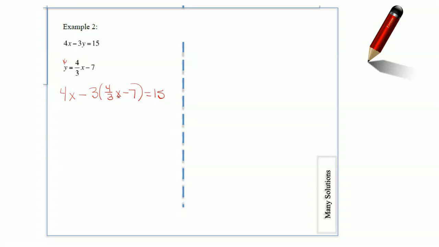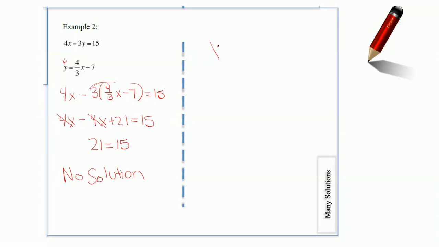Because notice I just have x's now. So let's multiply that 3 in. So 4x minus 3 times 4 thirds. That's minus 4. Negative 3 times negative 1 is a positive 21. 4x minus 4x, it's gone. That's 0x, right? So 21 equals 15. Why does 21 equal 15? That's not the case, right? 21 can never equal 15. So this is a no solution problem.